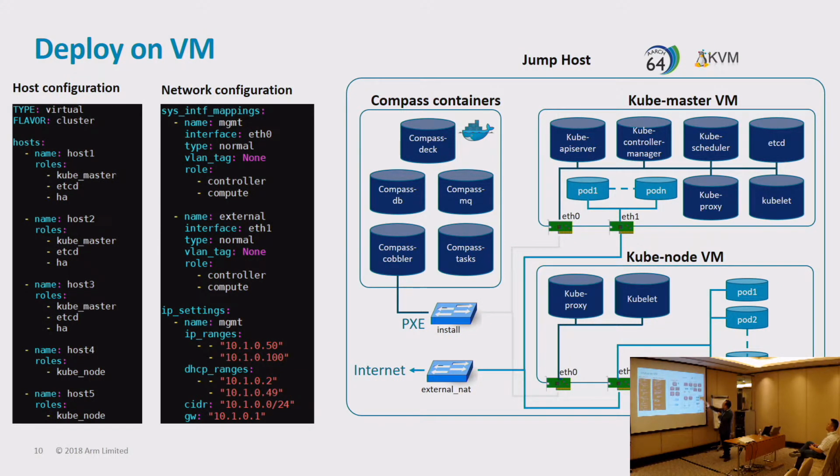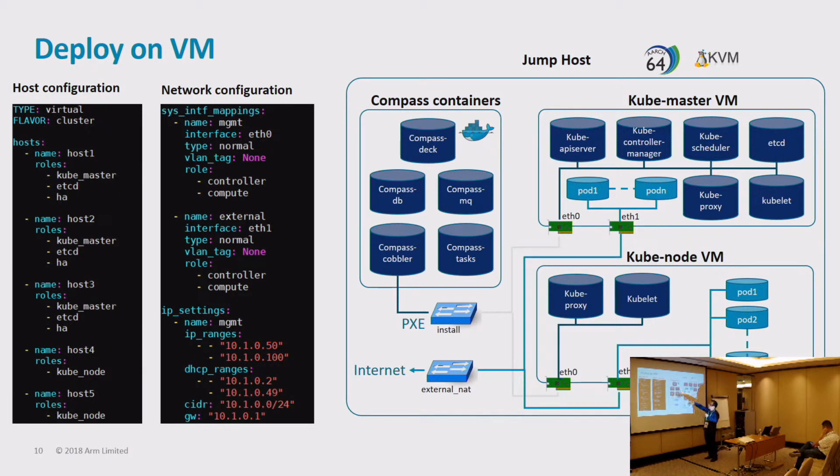Similarly, you can deploy on virtual machines. Compass also supports deploying virtual machines. This is very easy for debugging. Before you do an actual physical deployment, you can first try every environment inside virtual environments. All these virtual machines, VMs, can be spawned inside the jump host. So you can use just one bare metal server to experience the whole deployment process.